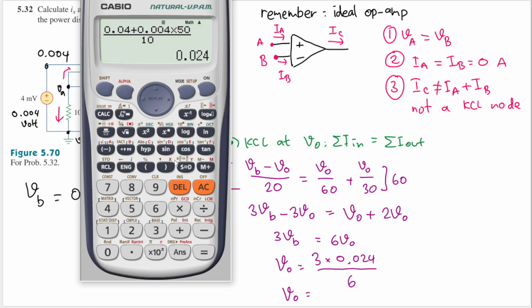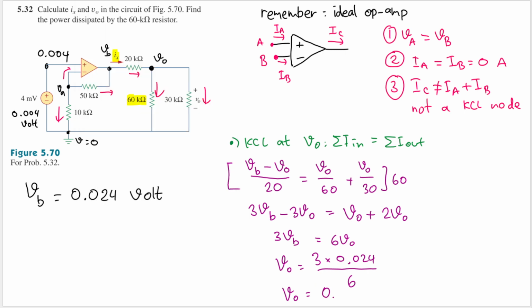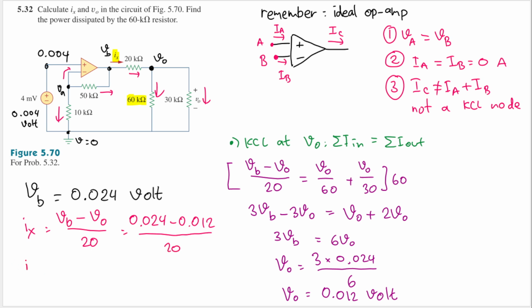What is V0? 3 multiplied by 0.024 divided by 6. Okay, so I will have 0.012, and the unit here will be volt. And from here, we can calculate Ix. What is Ix? Ix is VB minus V0 divided by 20. Okay, and that will be 0.024 minus 0.012 divided by 20.